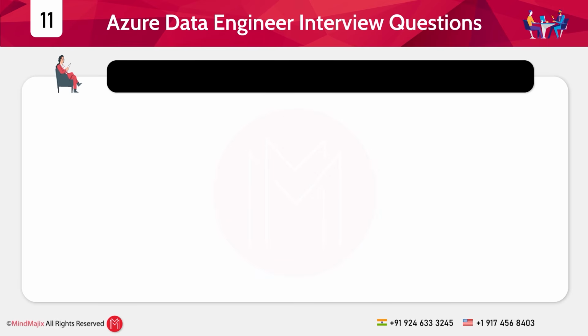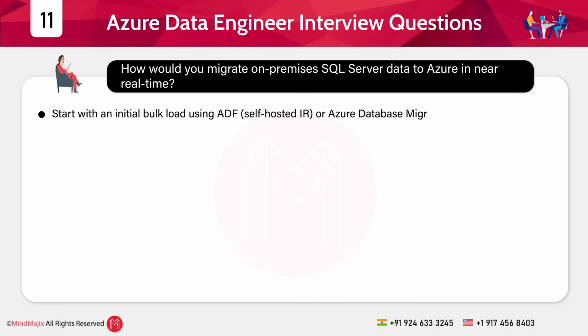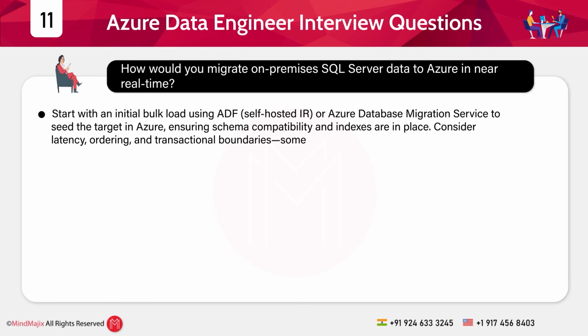The next question says, how would you migrate an on-premise SQL Server data to Azure in near real time? So guys, first and foremost, you need to start with an initial bulk load using the Azure Data Factory. Over here, you will be using the self-hosted IR or Azure Database Migration Service to seed the target in Azure, ensuring schema compatibility and indexes are in place.